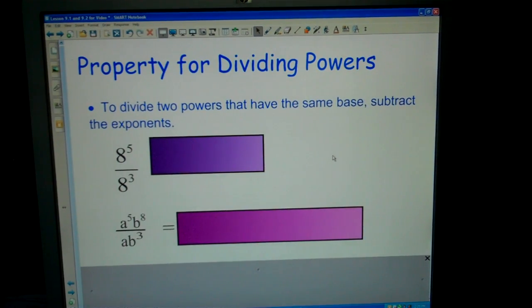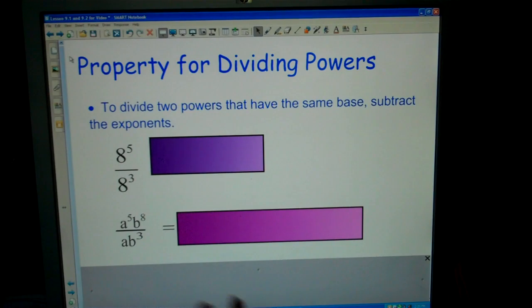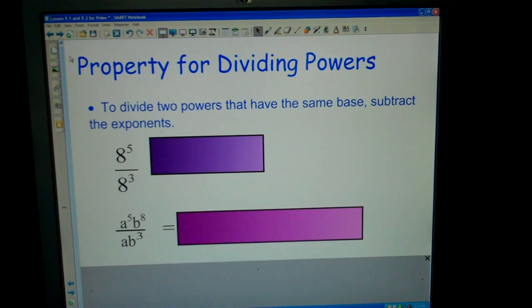Dividing. When you divide two powers that have the same base, you subtract the exponents. So multiplying, addition, division, subtraction. They both mean the same. Subtract and divide mean that things get smaller. Multiply and add, things get bigger. Okay? So here we go.